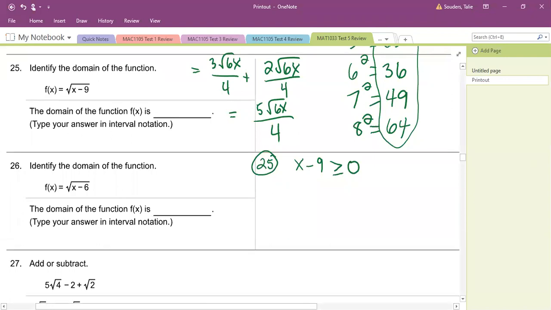So how do you solve that for x? How do you get the x by itself on one side of the inequality? Don't you just add the 9 to the other side so that way x is by itself? Yes, very good.